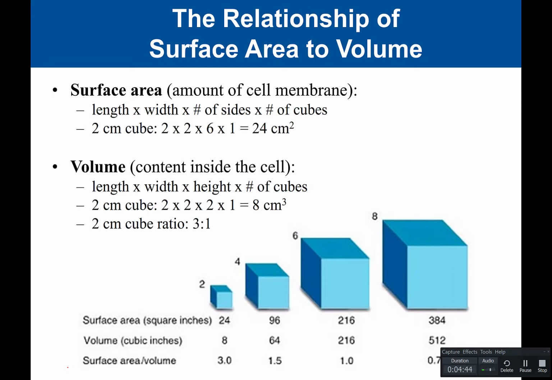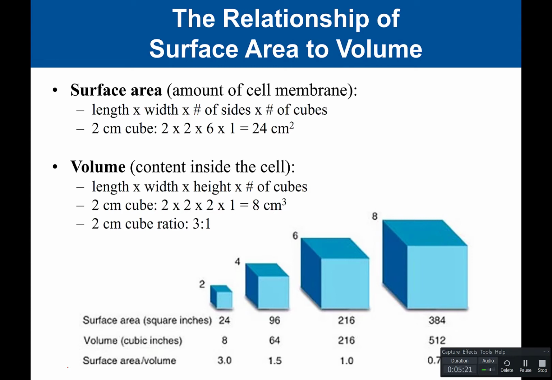The way to calculate the surface area is you're going to take the length times the width times the number of sides. So if it's a cube, there will be 6 sides times the number of cubes. So if I have a cube and my cube is 2 centimeters on each side, my length would be 2, my width would be 2. So 2 times 2 times 6 sides times 1 cube. My surface area would be equal to 24 centimeters squared.